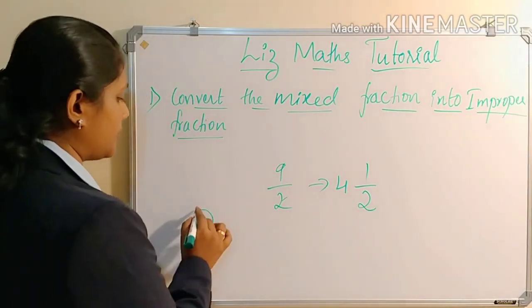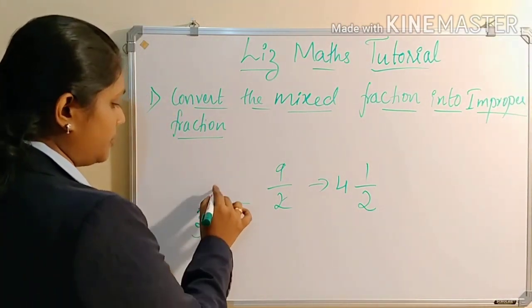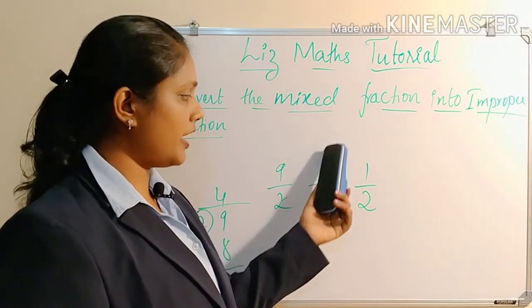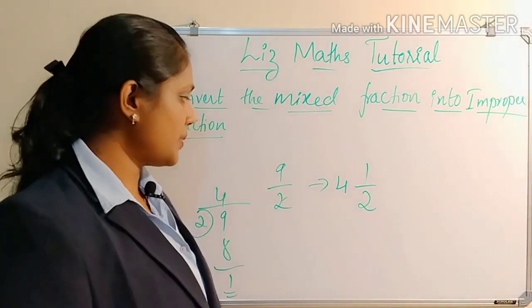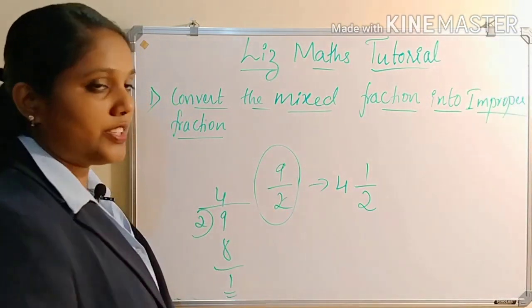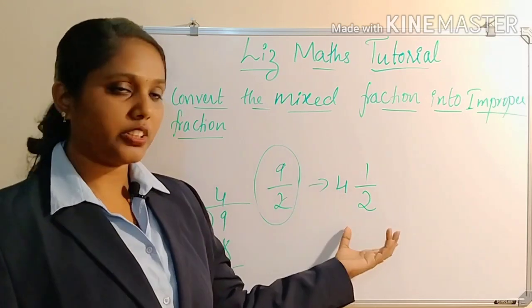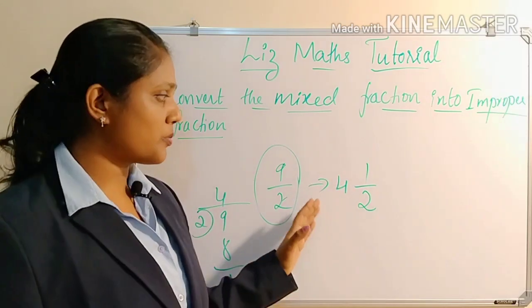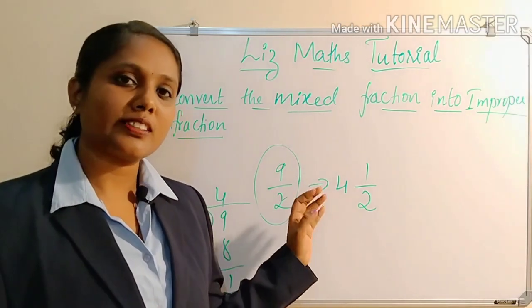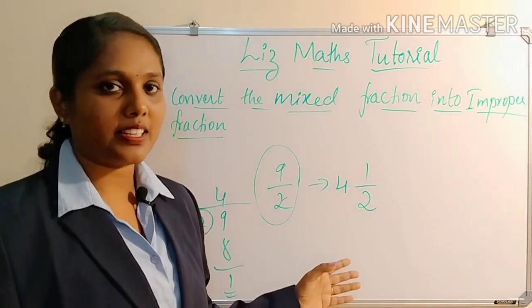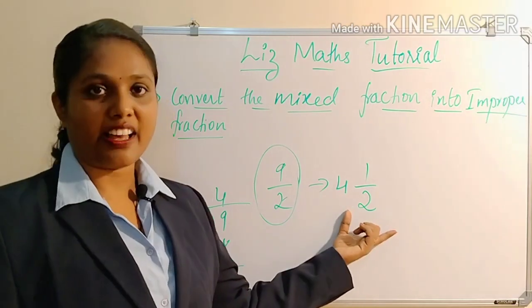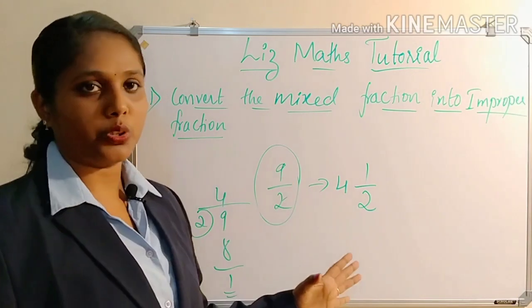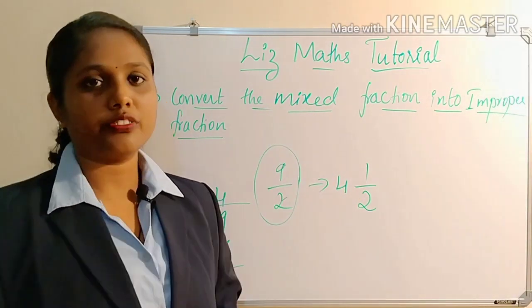Got it? Say how to convert? 2 9s are, 2 4s are 8. And 1 is the remainder. So 4 and 1 by 2. So 4.5 hours we can say. So here we cannot speak in hours. So why we have to convert into the mixed fraction is, sometimes we have to represent some numbers or some weights or anything. So we have to say that there is 4.5, isn't it? So for that reason we have to convert. You have to get the idea of this conversion.